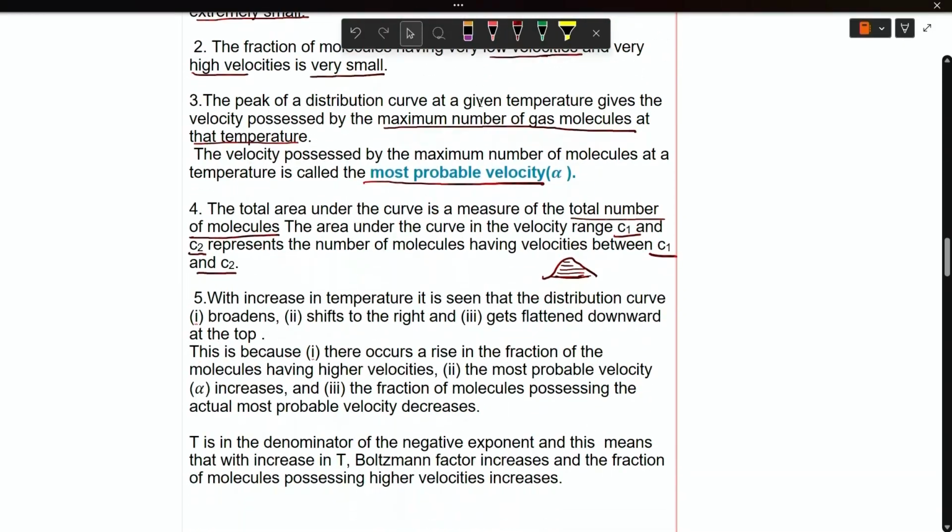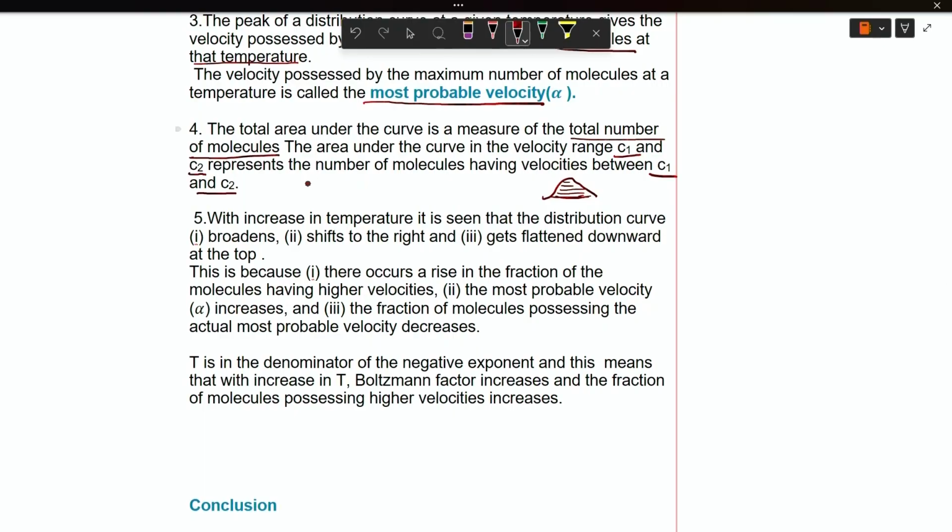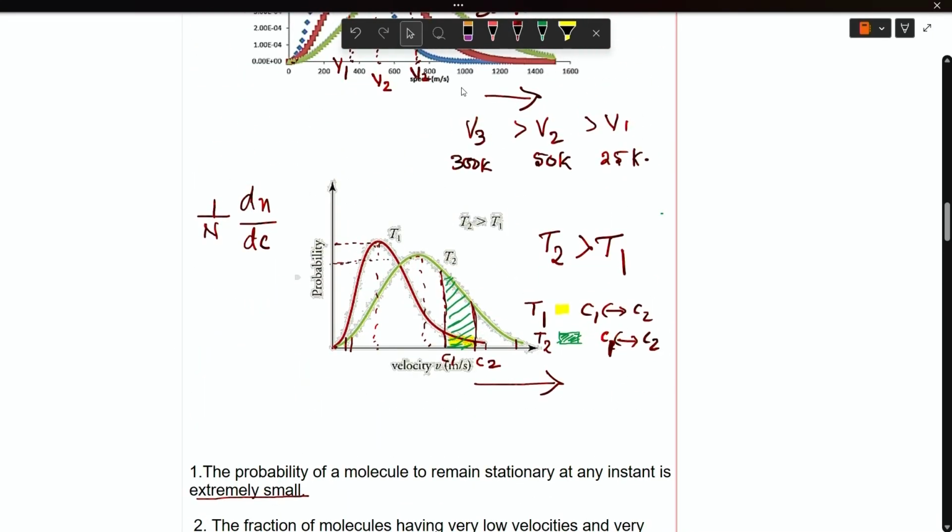Now, we will go back. The total area under the curve is a measure of the total number of molecules. The area under the curve in the velocity range between C1 and C2 represents the number of molecules having velocities between C1 and C2. Hope it is clear. Now, with increase in temperature, it is seen that the distribution curve broadens. Let us see the distribution curve. This is the distribution curve. This is somewhat steep. The other one, with a higher temperature, has widened or broadened.